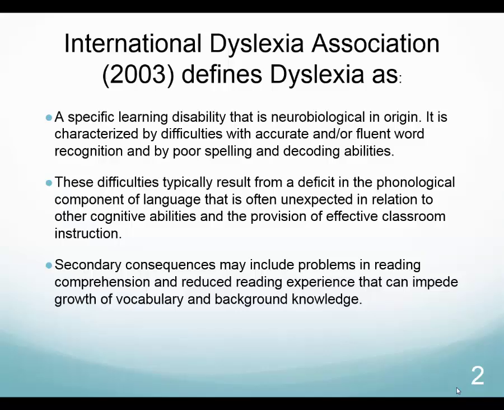The International Dyslexia Association defines dyslexia as a specific learning disability that is neurobiological in origin. It is characterized by difficulties with accurate and/or fluent word recognition and by poor spelling and decoding abilities. These difficulties typically arise from a deficit in the phonological component of language that is often unexpected in relation to other cognitive abilities and the provision of effective classroom instruction. Secondary consequences may include problems in reading comprehension and reduced reading experience that can impede growth of vocabulary and background knowledge.